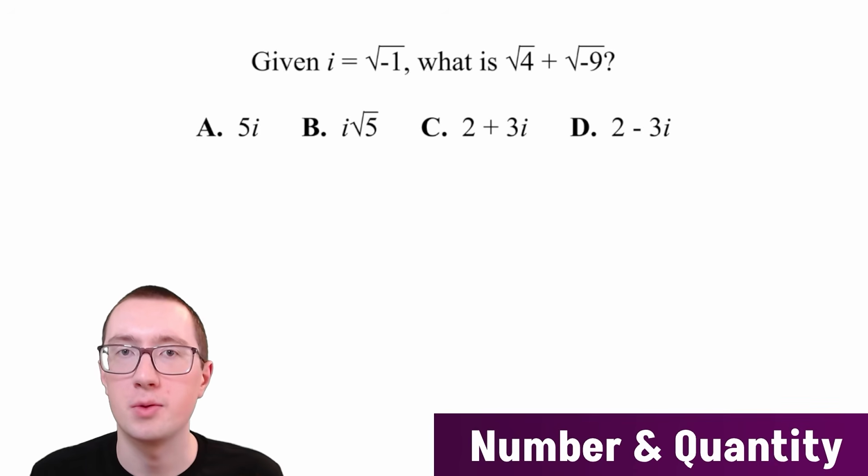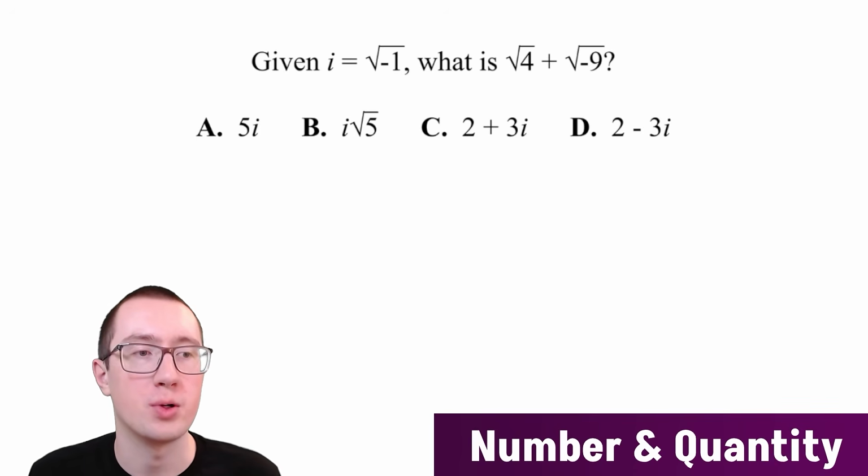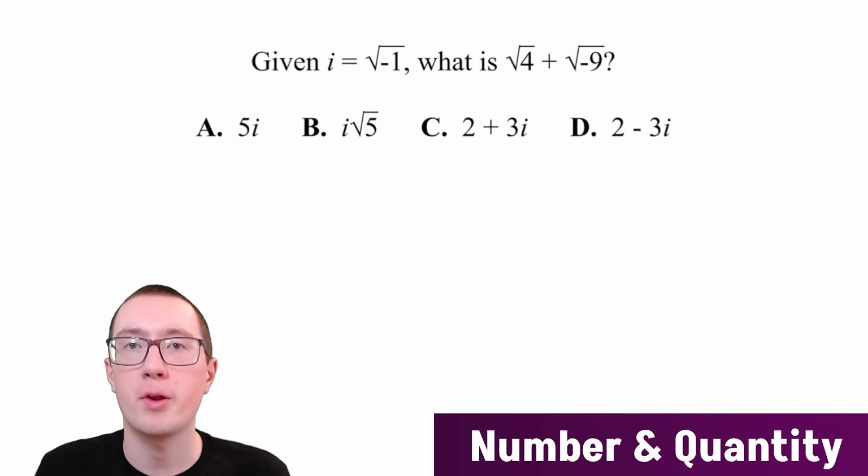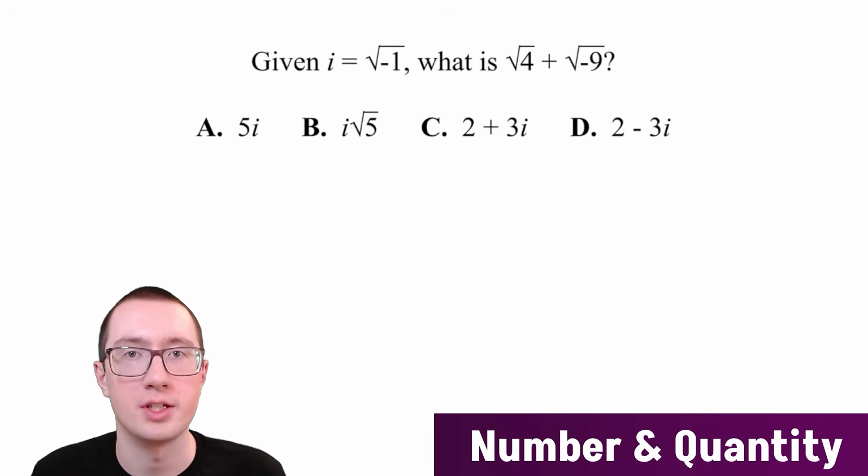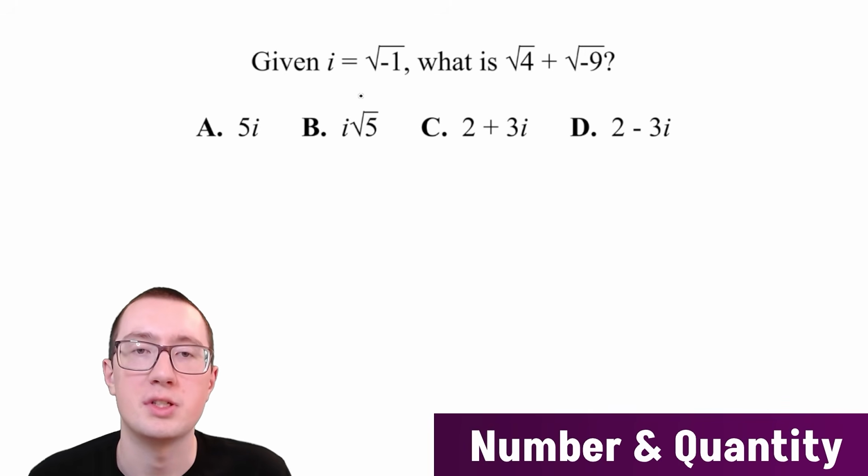So the first type of problem on the ACT is called number and quantity, which is just about numbers, and apparently that includes imaginary numbers as well. This is one of those things that you might not remember how to do, but once you do remember, it'll be really easy to solve in the future. So for this problem, it tells us that i is the square root of -1. That's just a standard math thing for imaginary numbers. And it wants us to find the square root of 4 plus the square root of -9.